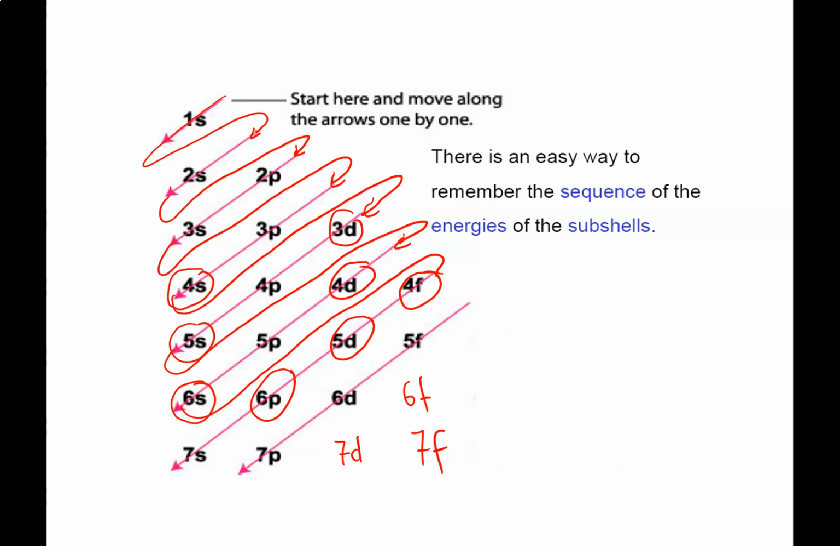So you should have a copy of this diagram handy when you're working on electron configuration problems. You should also know how to use it. It's pretty simple. You just follow the sequence and keep in mind that in an s subshell, you put 2 electrons. In a p subshell, you put 6 electrons. In a d subshell, you put 10. And in an f, you put 14.